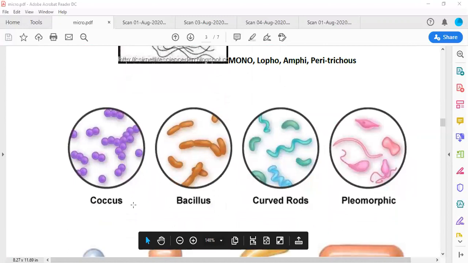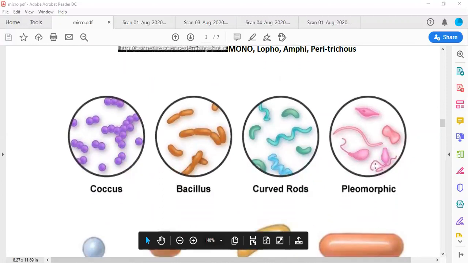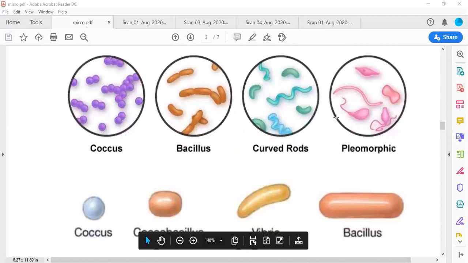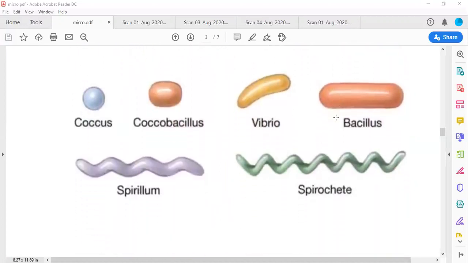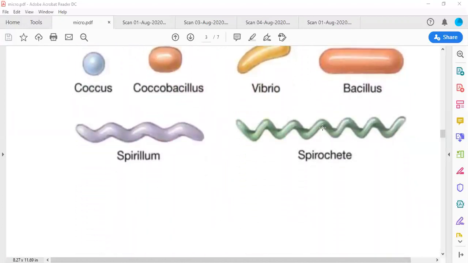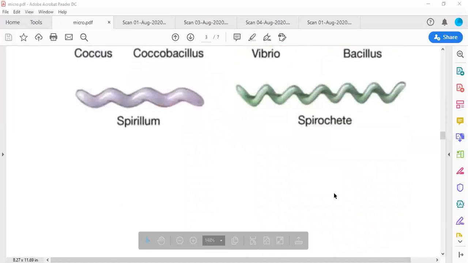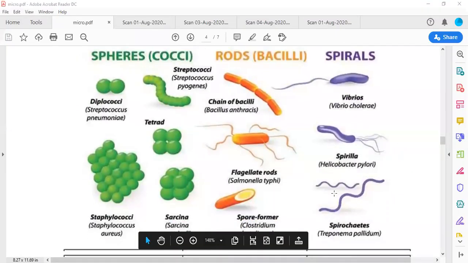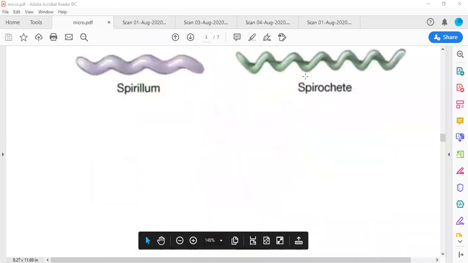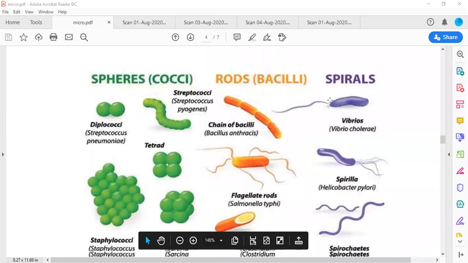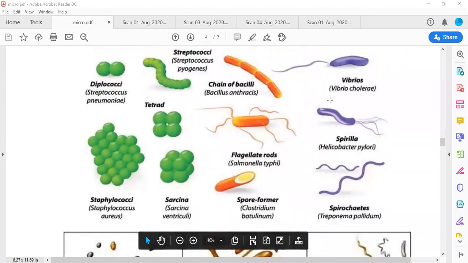Depending upon shapes also, they're coccus, bacillus, curved, either vibrio or spirillum, or they are pleomorphic. Pleomorphic means the bacteria is found in more than one form. Also, there are differences between spirillum and spirochete, because the spirillum is a rigid body and spirochetes are more flexible and quite elongated. Okay. We will discuss spirochetes because they are responsible for some common infections. We will discuss in our upcoming classes.